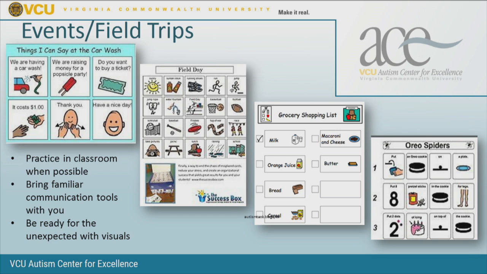Field day is a pretty unstructured day for our students with autism, so having a visual ready for them to know what to expect and then be able to communicate while they're outside during that time so they can fully enjoy the day is something that's needed. We have a grocery shopping list for a trip that you might take out of the school, and even a recipe, having a visual for a recipe so that the student can communicate.